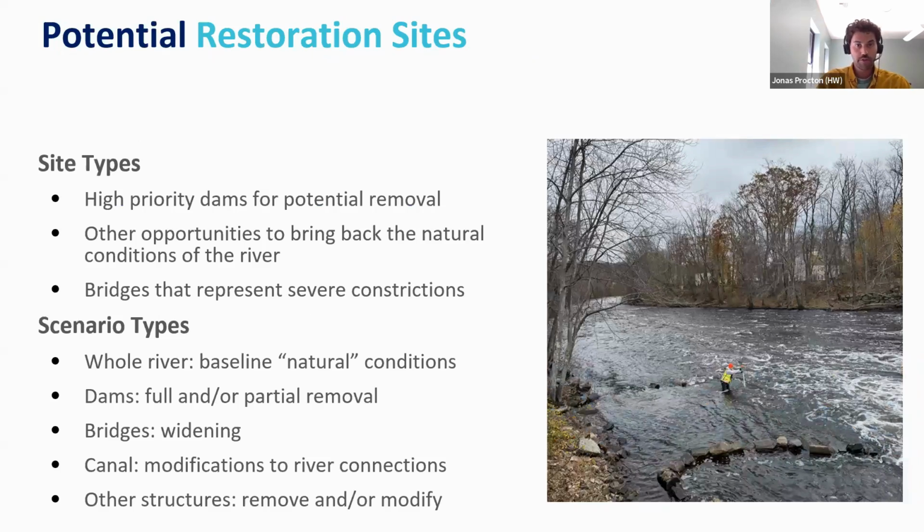So before I go through all of the different sites we looked at, just an overview of how we thought about restoration sites. There are three main types of sites that we looked at. The biggest one was dams. Where they're feasible to remove, dams offer a really large potential for restoration of a river system.